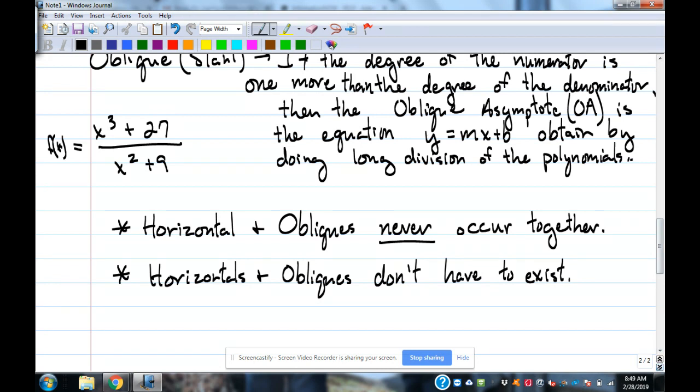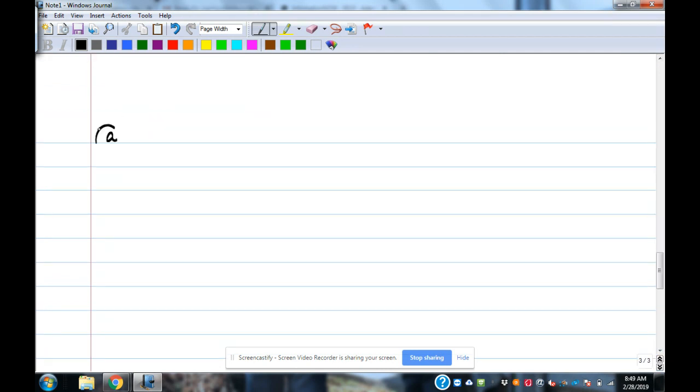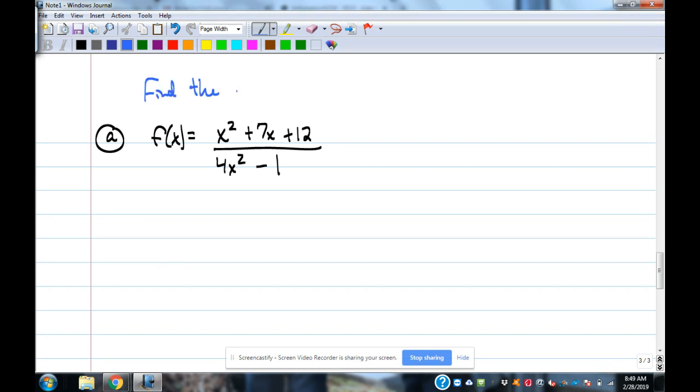Okay, so let's start with an example. F of x is equal to x squared plus 7x plus 12 over 4x squared minus 1. So let's find the domain and any asymptotes.